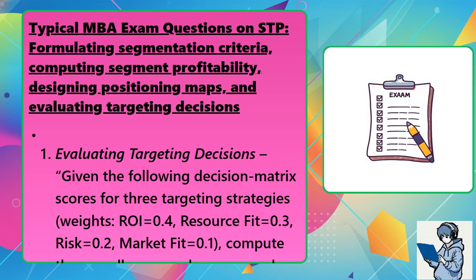4. Evaluating targeting decisions. Given the following decision matrix scores for 3 targeting strategies, weights: ROI 0.4, resource fit 0.3, risk 0.2, market fit 0.1, compute the overall score and recommend the best strategy. Students multiply scores by weights and sum, as shown in the explanation above.